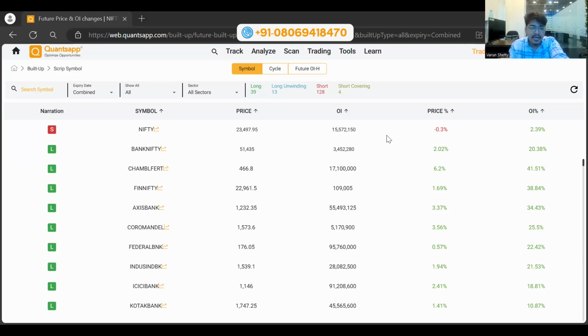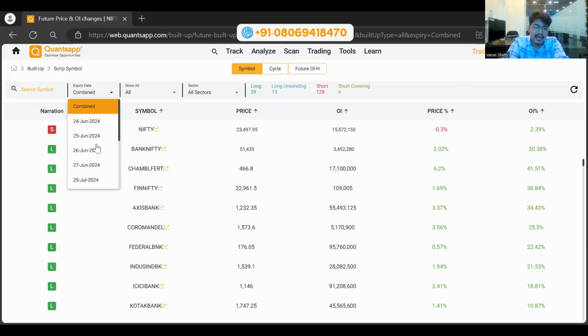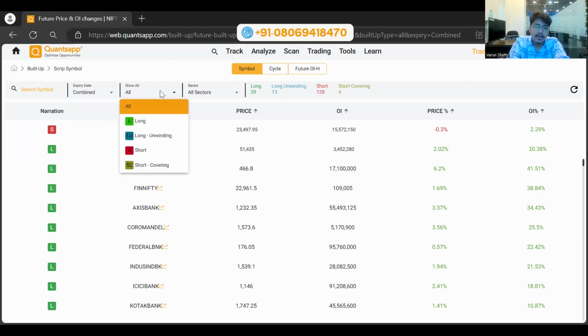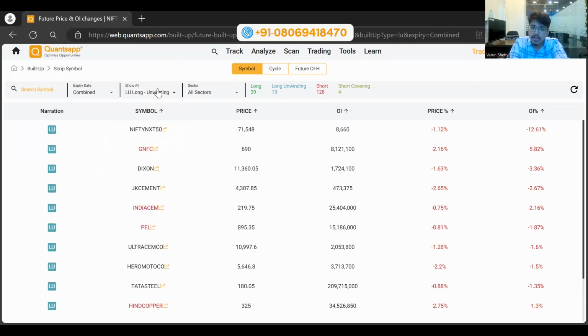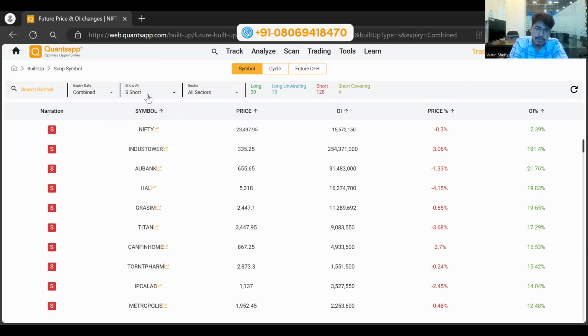This is live data. You can select what expiry you want, so it can be a weekly expiry or a monthly expiry. You can see all of the build-ups. If I just want to see long build-ups, then it will only show me long build-ups. If I just want to see long unwinding, it will just show me long unwinding. If I want to see short, it will show me shorts, and short covering and so on and so forth.